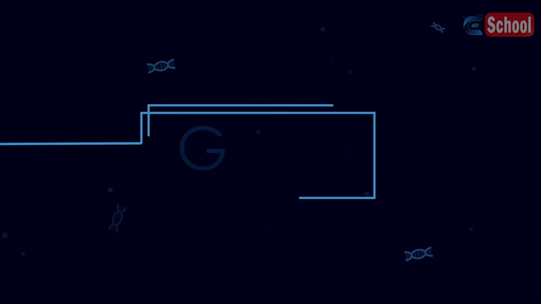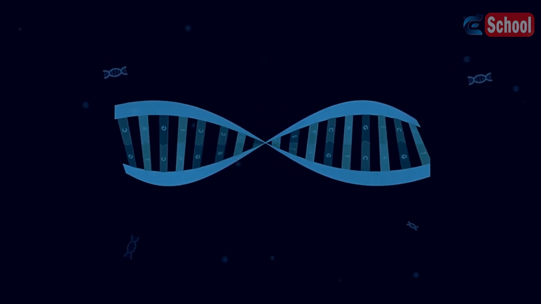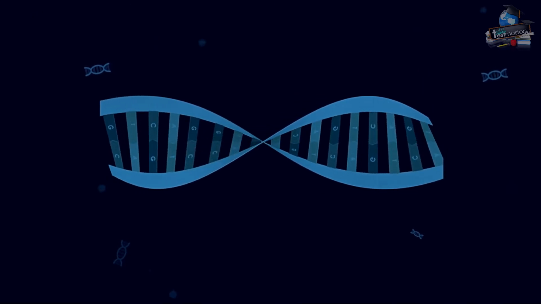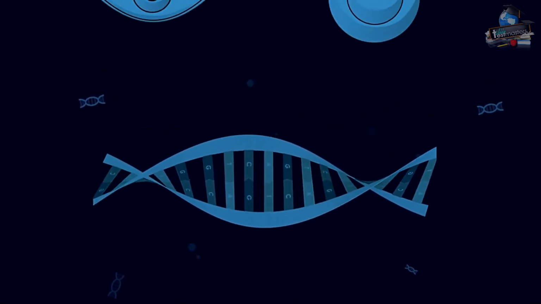A gene is a unit of hereditary material. Each chromosome contains thousands of genes made up of DNA. The gene codes for a particular characteristic of the organisms, such as eye color or blood group.